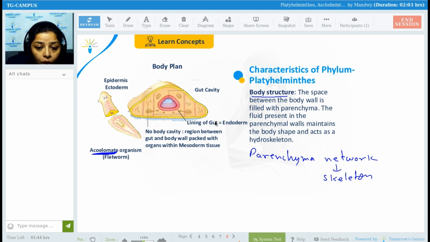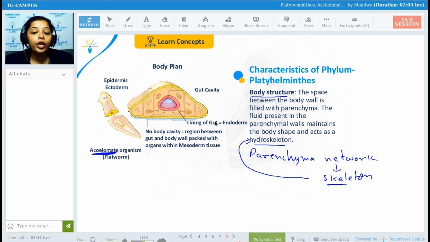Okay, and these networks, these meshes are filled with water. So it is called a hydroskeleton. Clear? Fluid filled skeleton, or fluid filled parenchyma network or meshes, are called hydroskeleton. As this skeleton is filled with fluid, it provides turgidity and maintains the shape of the body. Clear?